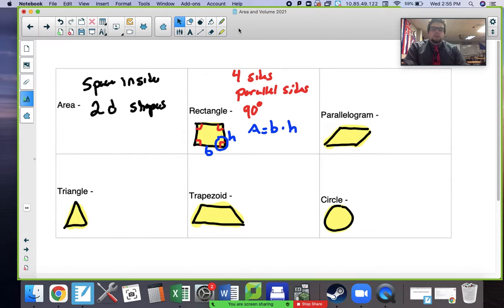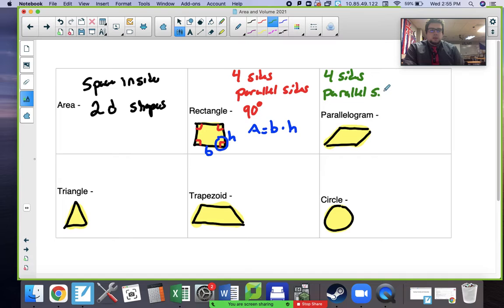A parallelogram is a very similar shape to a rectangle. It also has four sides, as you can tell. It also has parallel sides, but it doesn't necessarily have 90-degree angles. These two angles happen to be the same, and these two are the same. To find the area of a parallelogram, it turns out that it's the same as a rectangle. It's base times height.